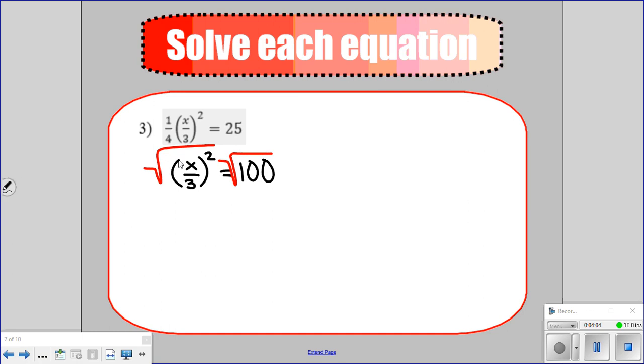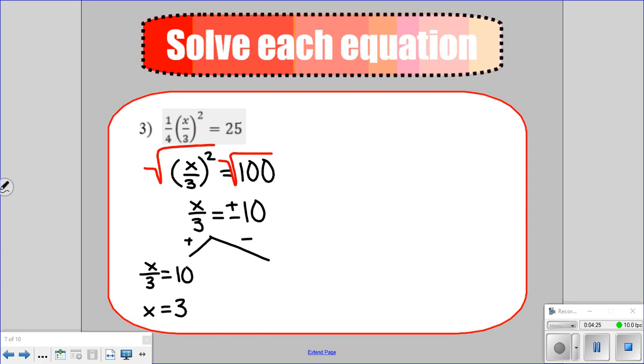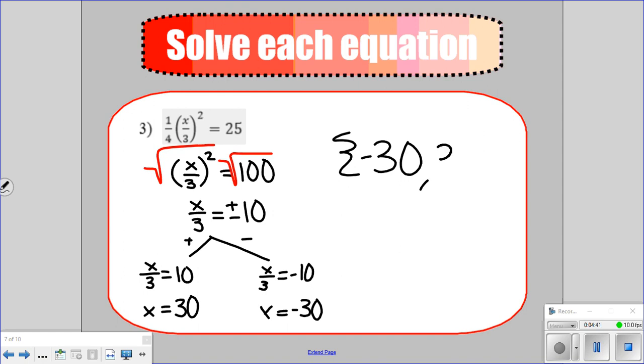So I get x over 3 equals positive and negative 10. Then I just solve both of those. I've got my positive version and my negative version. So I got x over 3 equals positive 10. Multiply both sides by 3, I get x equals 30. Here I have x over 3 equals negative 10. Multiply both sides by 3, I get x equals negative 30. So my two answers are negative 30 and 30.